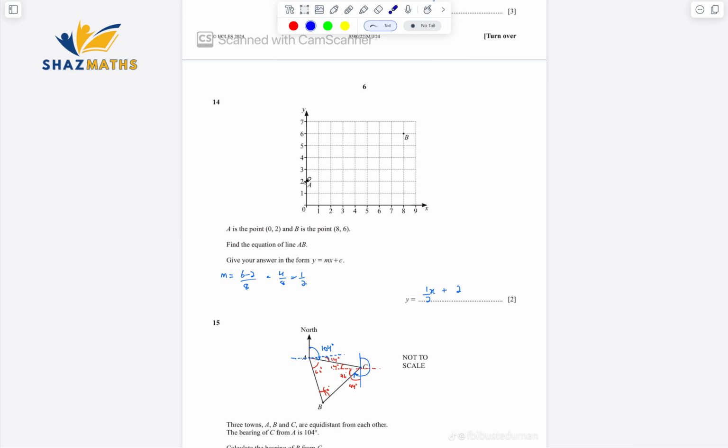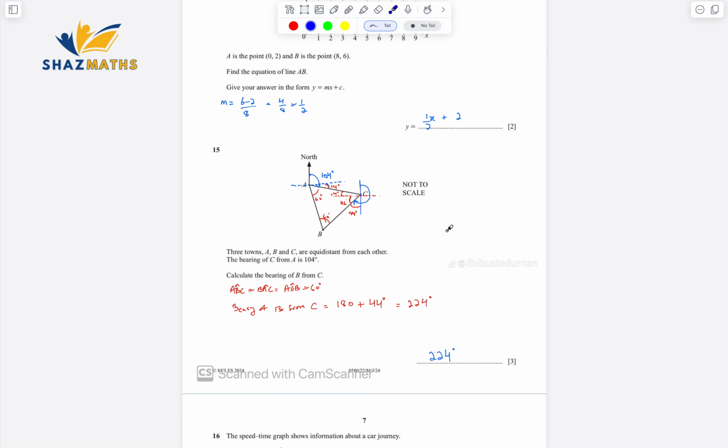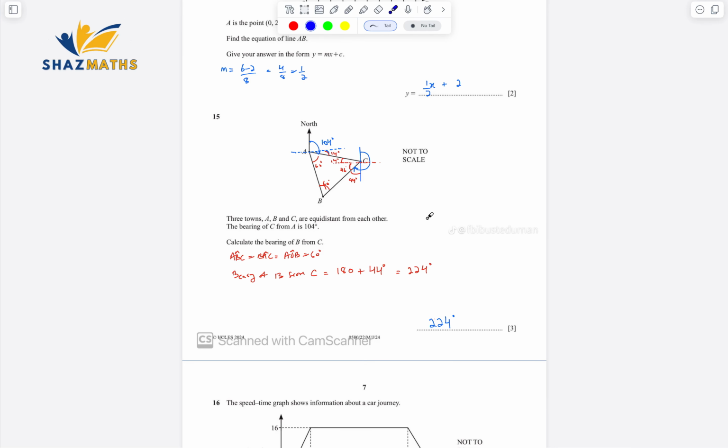Okay, let's go ahead. 3 towns A, B and C are equidistant from each other. The bearing of C from A is 104. So let's mark it. C from A, this angle is given as 104 degrees. Calculate the bearing of B from C. B from C, I'm going to mark north here. So we have to calculate this bearing. Okay, so if I extend it, hold on.